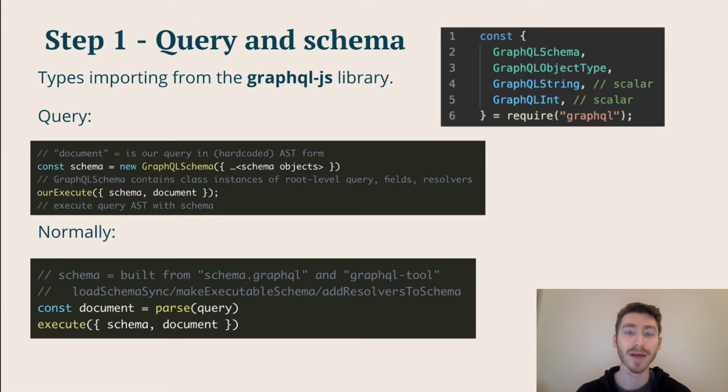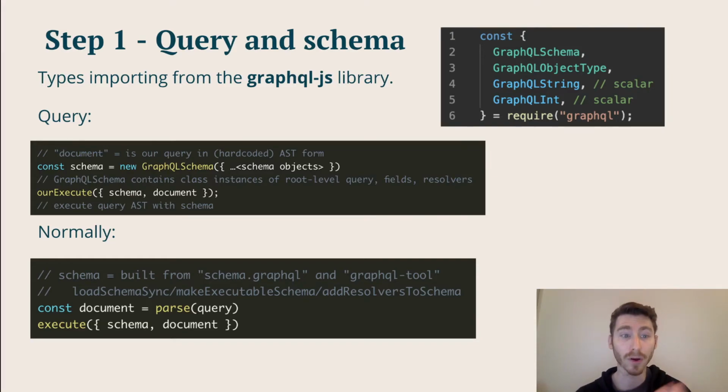Step 1. This is going to be split into 2 steps: the query and the schema, and then the execute. So let's start with the query and the schema. Step 1 is to gather our AST and schema instances using GraphQL.js, so they're ready for processing. The right image shows the types which we'll be importing from the GraphQL.js library. You can see there are 2 scalars, a string and an int, an object, and a schema type.